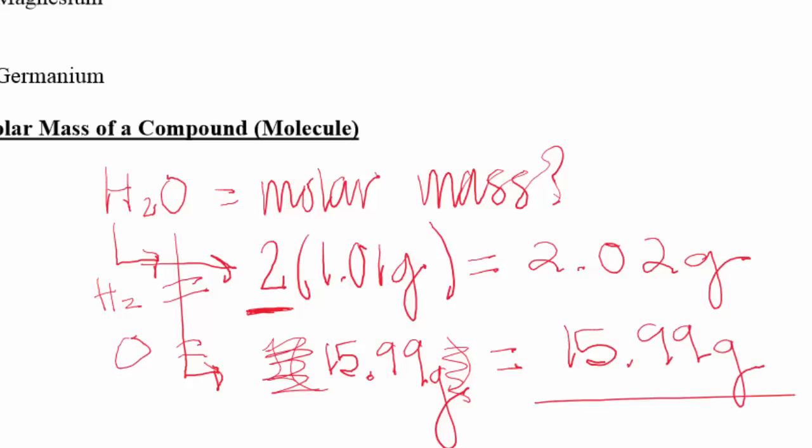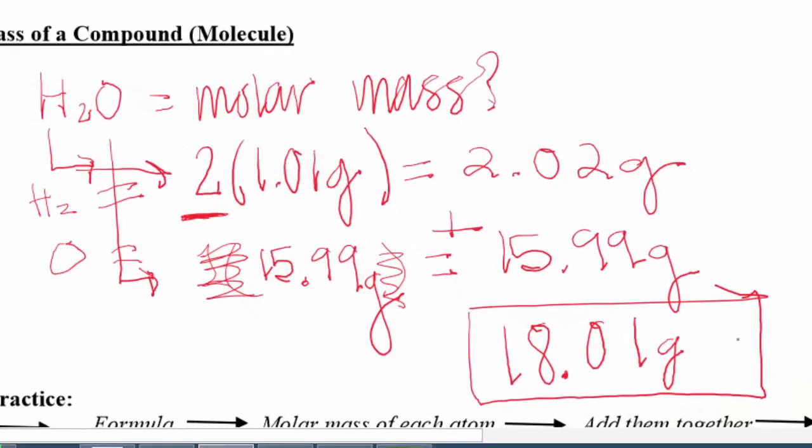And then I'm just going to add these 2 together. The molar mass of 2 hydrogens is 2.02. The molar mass of 1 oxygen is 15.99, and so I add them together and I get 18.01 grams. That's how much mass 1 mole of water is.